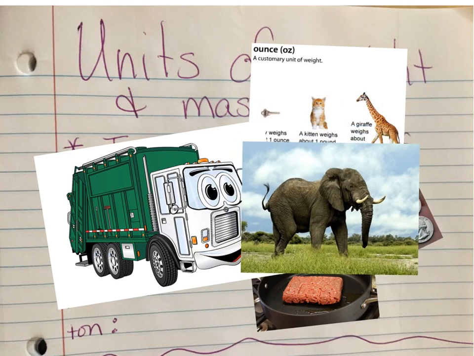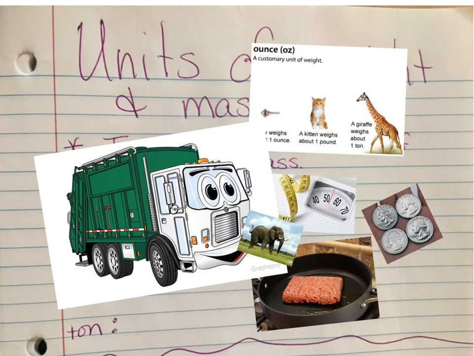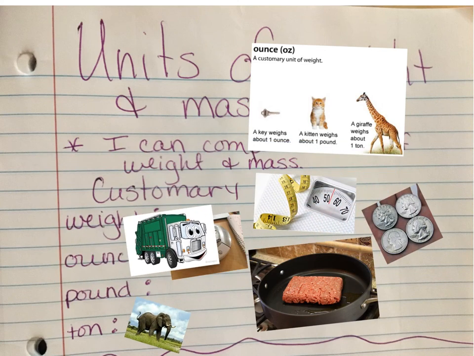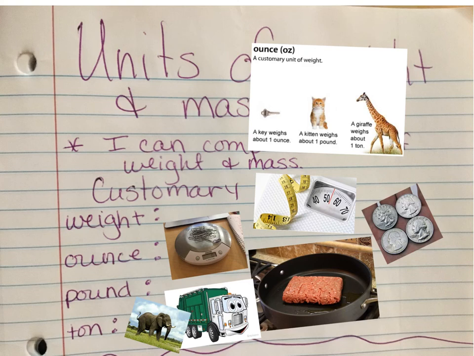All right. So we have our items that are tons. An elephant would be a couple of tons. A garbage truck is maybe 1 ton. Our pound of meat. Our half ounce of paper clips are here. An ounce is 4 quarters all put together, 1 ounce. And then of course we have a key, a kitten, a giraffe. So you can kind of think about how ounces, pounds, and tons go together.